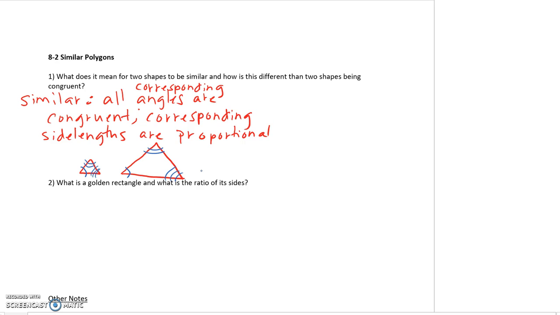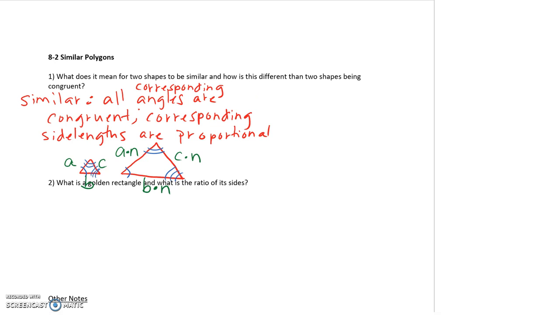Now, as far as side lengths are proportional, what that means is maybe the first one is A, and the next one is A times some number. And if the bottom one is B, the other bottom one would be B times that same number. If the third side was C, C times that same number. That's what it means to be proportional.